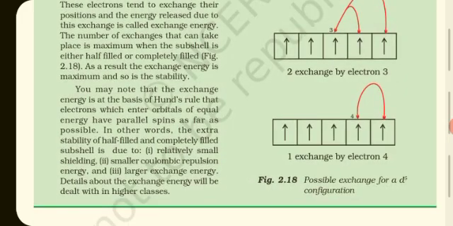Note that the exchange energy is at the basis of Hund's rule that electrons which enter orbitals of equal energy have parallel spins as far as possible. In other words, the extra stability of half filled and completely filled subshells is due to relatively small shielding, secondly, smaller coulombic repulsion energy, and the third is larger exchange energy.